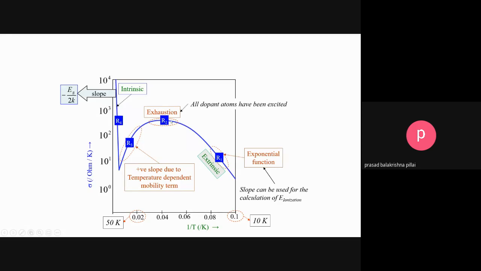And then you have this dopant region. This is the extrinsic region, and then this will be your very low temperature.